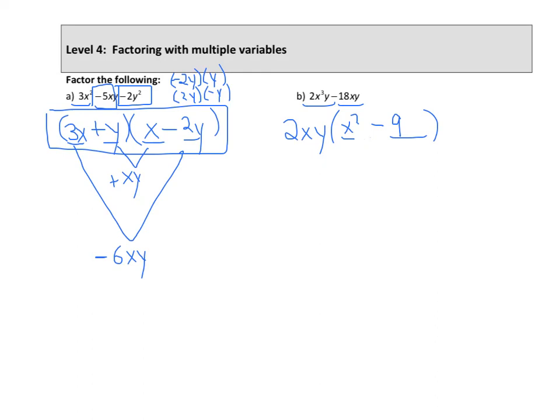So now I'm ready to see if this can be factored more. And since x squared and minus 9 are perfect squares, this is a difference of squares, so it can be factored more. So I keep the 2xy, and then I do two sets of parentheses. And x squared minus 9, with the difference of squares, remember you do the square root of both terms. X times x gives me x squared, and 3 times 3 gives me 9. One has a plus, one has a minus. There's my answer.